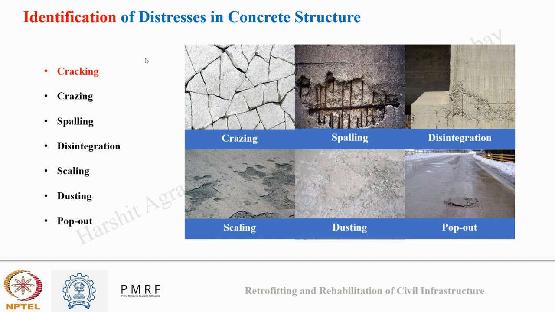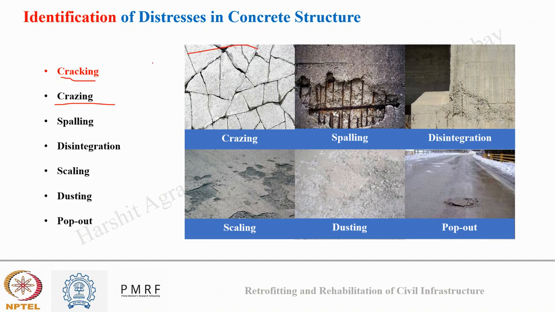Now distress in concrete structure can be reflected in various ways. These are cracking. It can be minor or major or any form of crack. We will have a detailed discussion of this later on. Second is crazing. So crazing is nothing but development of a network of fine random cracks on the surface of concrete, and this is mainly caused due to shrinkage of the concrete inside the surface.